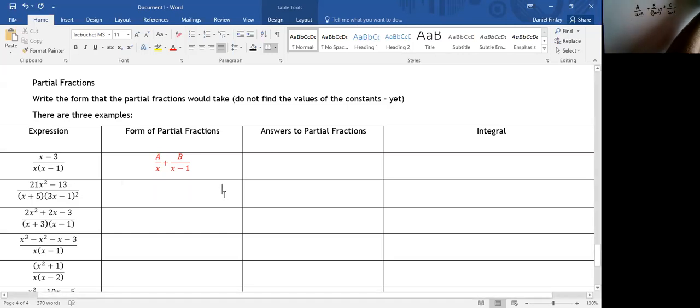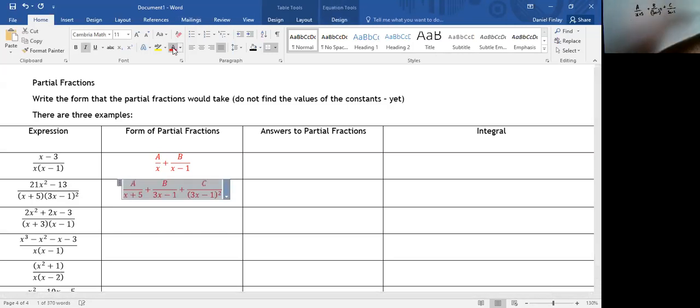Now, when I've written the answer here, I'm not sure about how I've done the same order for the A's, B's, and C's. No, it doesn't matter. I've just done it like this because A and B are going to be easy to figure out. So the ones on top of the x plus 5, 3x minus 1 squared are going to be the easy ones. And to figure out C, you're going to have to sub in a random number.